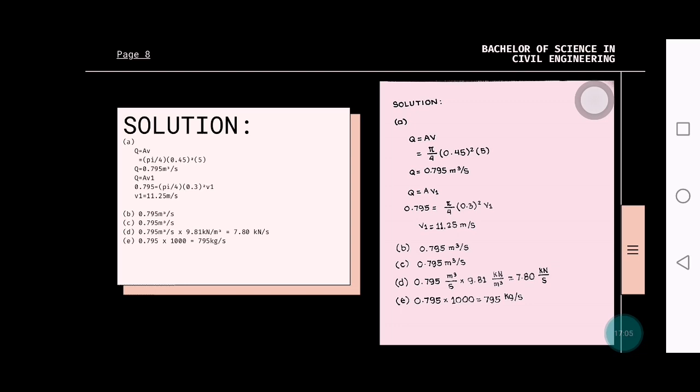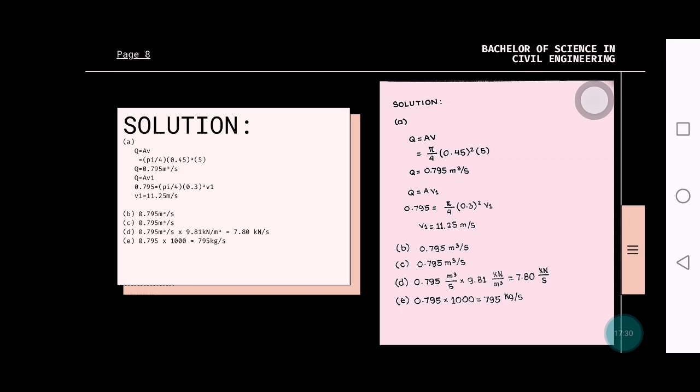So we substitute the Q above into Q. So 0.795 is equals to pi over 4 times 0.3 squared V sub 1, velocity sub 1. So velocity sub 1 is 11.25 meter per second.